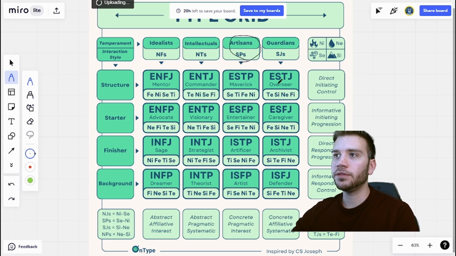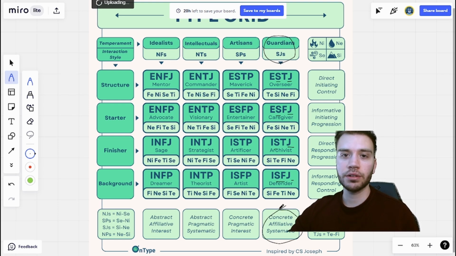And then we have, finally, the guardian temperament, which is SJ. So that is S and then J, as you can see right down here. And what that makes up is these elements right here. So concrete, focused on what is, just like SPs.